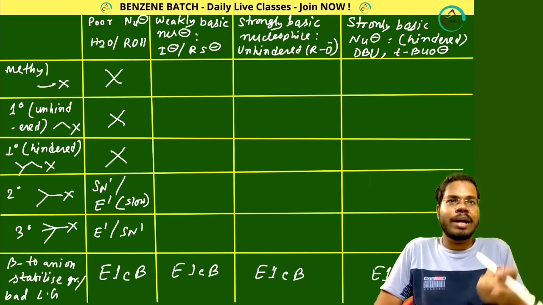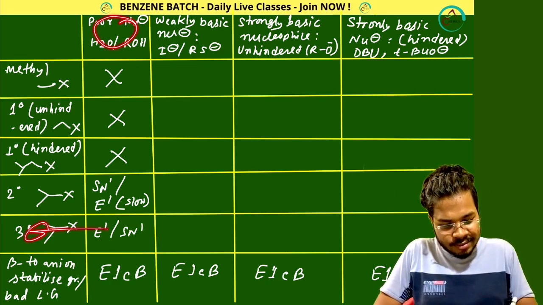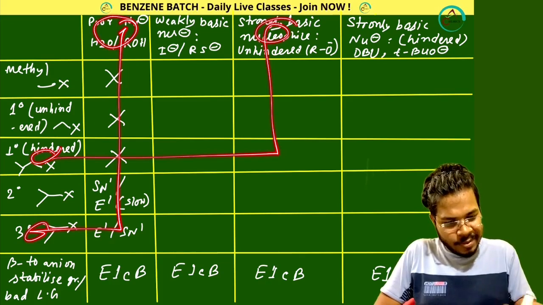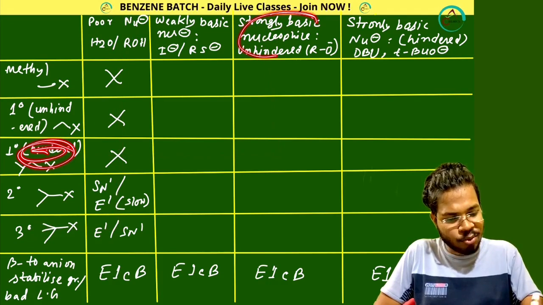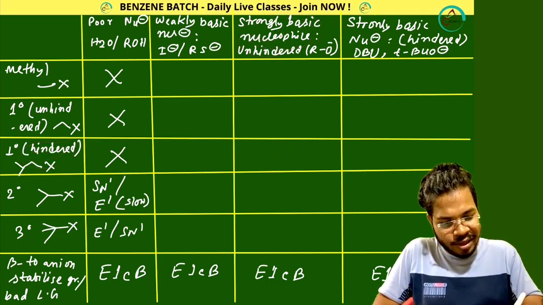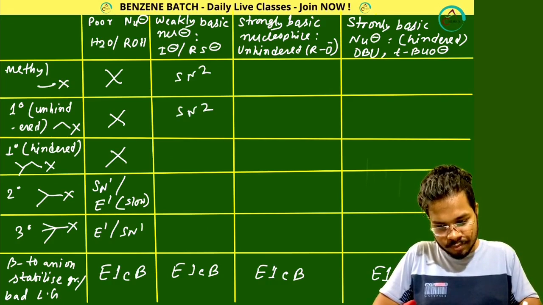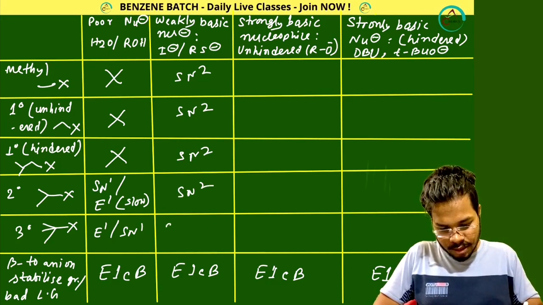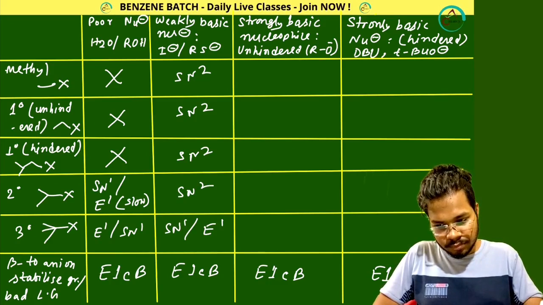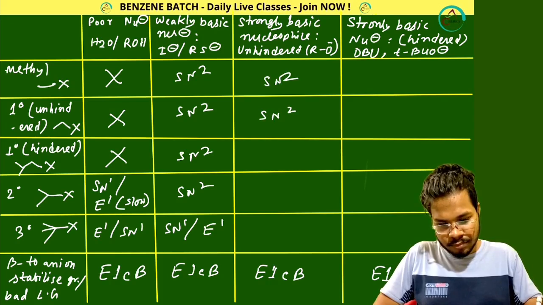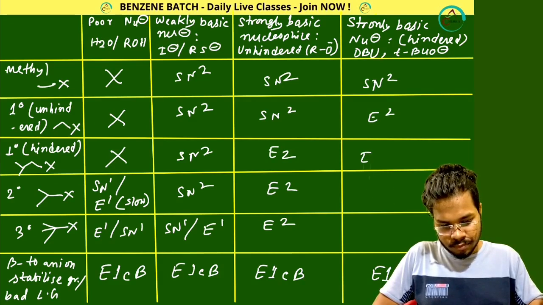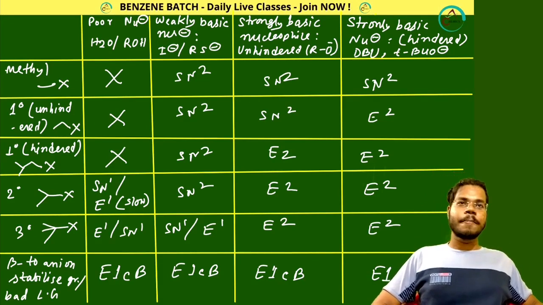That means what I am trying to make you understand, if you have this substrate and this nucleophile or base, you can have these products. So let me fill all the boxes. That is your shortcut. That's how you get the products.